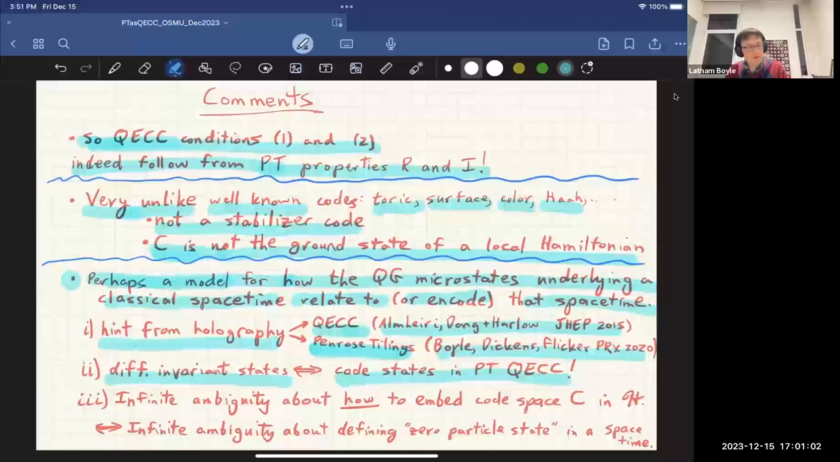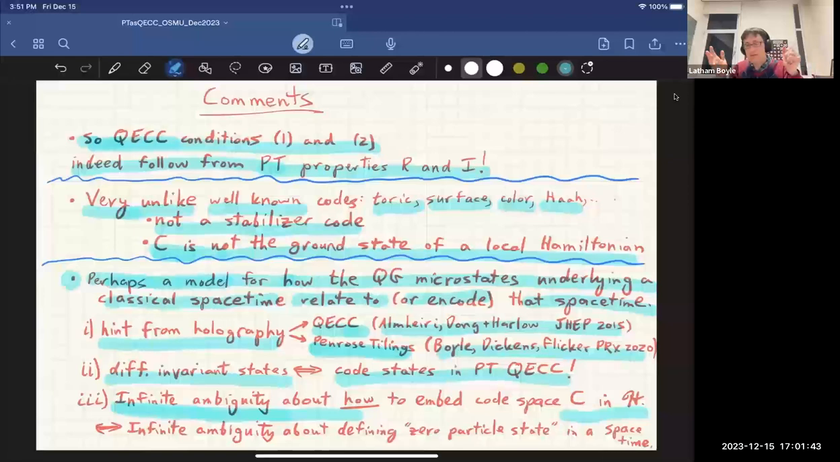And then I didn't get a chance to explain this point, but it's described in the discussion section of our paper if you're interested. There's actually an infinite ambiguity about how to embed the code space C in the Hilbert space H. In other words, there's an infinite phase ambiguity: I need to take a superposition of all different ways of embedding the tiling within the spacetime to get a code state, but with what phases? Well, it turns out you can pick those phases arbitrarily, but in each way you get a different code subspace.